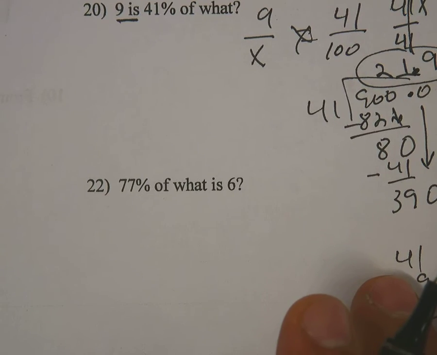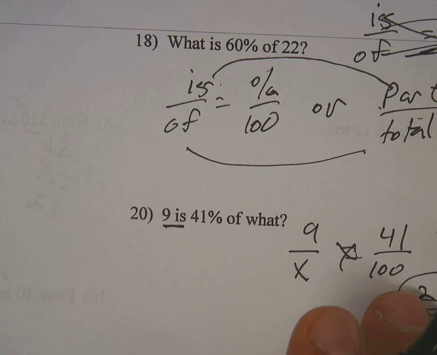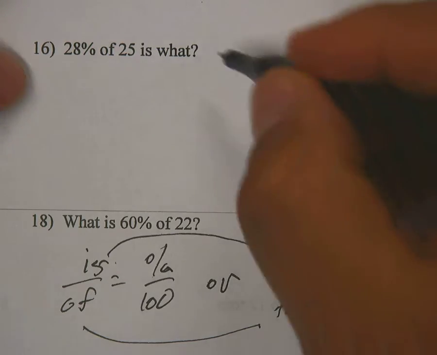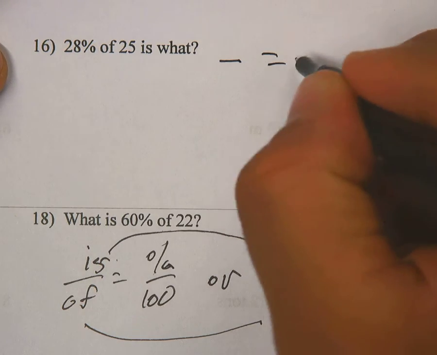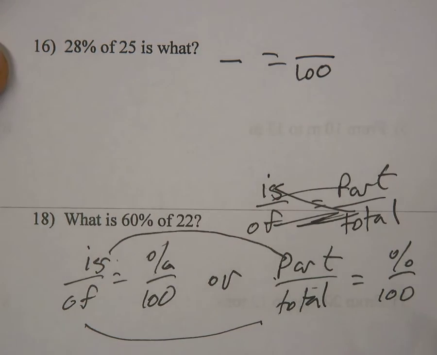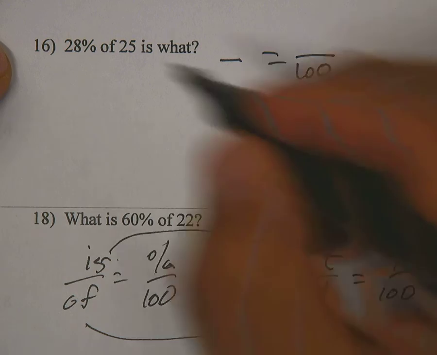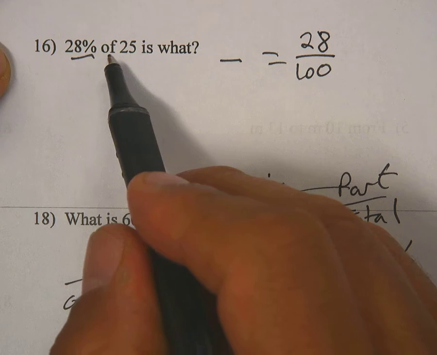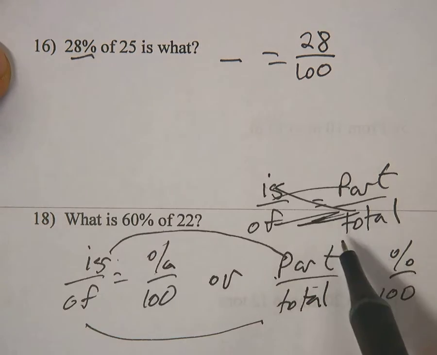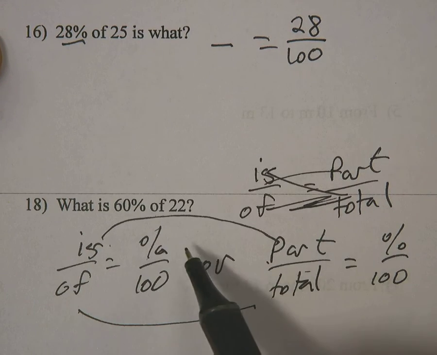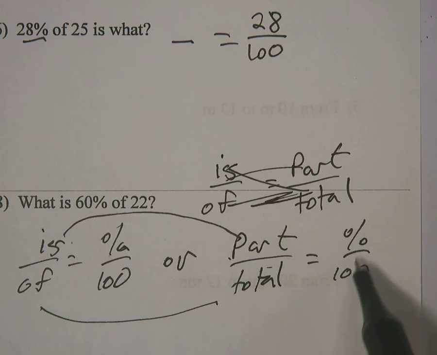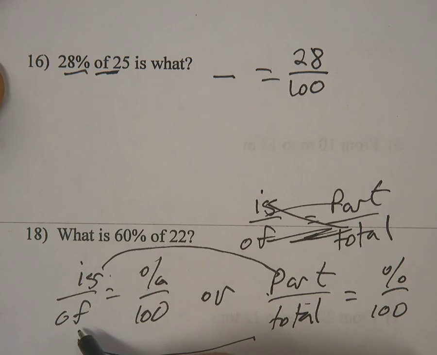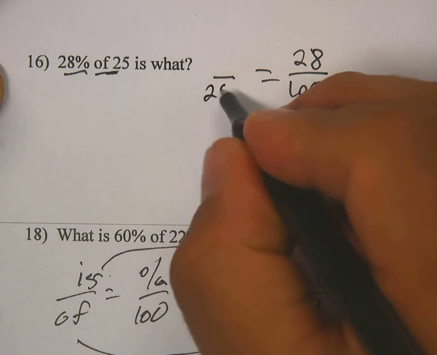Okay, let's look at another one. Let's look at number 16. Again, we're going to use the same proportion equation. 100 there. Again, do they give you a percent? Right there. That always goes on top of the 100, even if the word of is next to it. If it's a percent, it goes on top of the 100. See? Percent over 100, percent over 100. So 28 over 100. Of is at the bottom, so of goes at the bottom, which is 25.